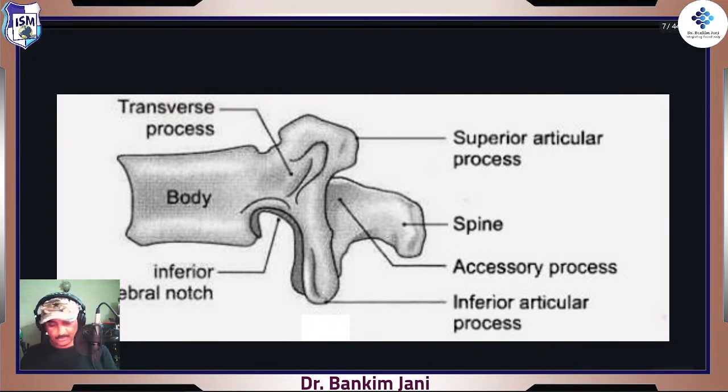Now we know that this is the transverse process, that's the body, that's the spine. See, the spine is that thick vertical quadrangular plate, right? Then those big hearted accessory processes, superior articular process, inferior articular process, and this inferior vertebral notch. Let's keep it aside. It is the spinal cord which will be passing through the vertebral foramen.